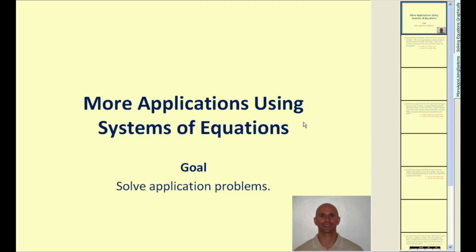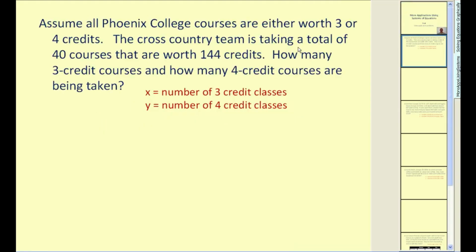Okay, welcome back. Today we'll be talking about applications using systems of equations. So let's go ahead and take a look at our first example. Assume all Phoenix College courses are either worth 3 or 4 credits. The cross-country team is taking a total of 40 courses that are worth 144 credits. How many 3-credit courses and how many 4-credit courses are being taken?